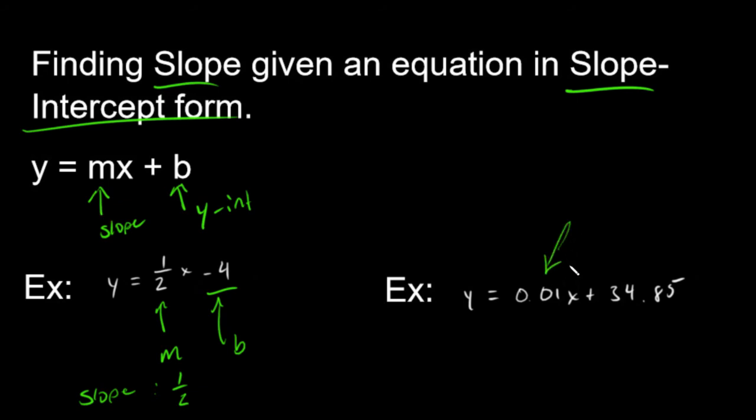Then looking over here, these two values are important. That's your m and that's your b. So your slope is, I know it's a number we're not super familiar with, decimals, but it's just the number in front of the x, so it's 0.01. That's your slope. And then your y-intercept would be 34.85. Don't let your brain make it more complicated than it actually is.